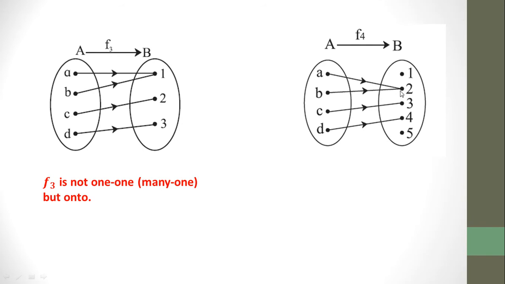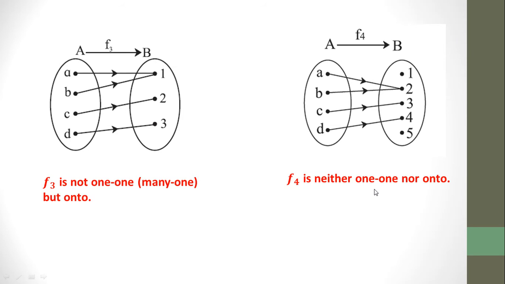Now check for onto function. The set B contains 5 elements, 1, 2, 3, 4, 5. By the definition of onto function, all the elements in set B must be images of some elements in set A. Here 1 is not an image of any element, and 5 is not an image of any element. So this is not an onto function. What will you write? f4 is neither one-one nor onto. Remember this.